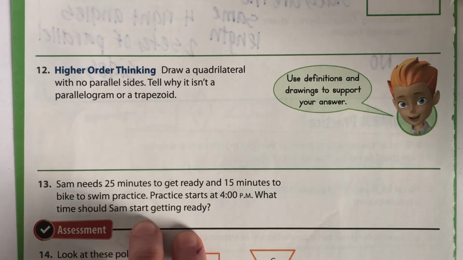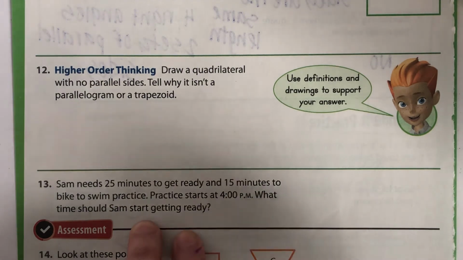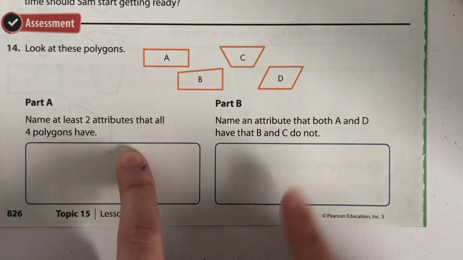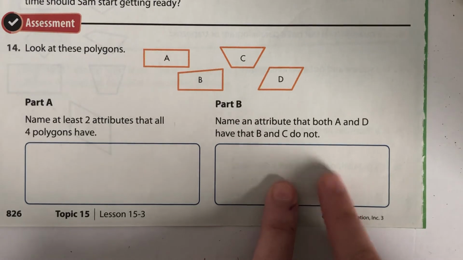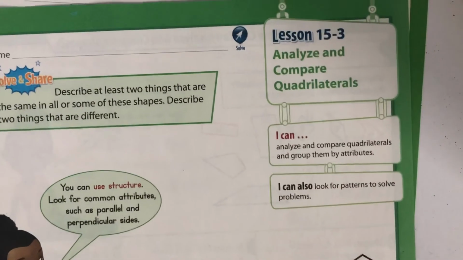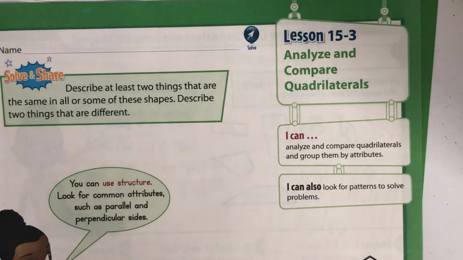Sam needs 25 minutes to get ready and 15 minutes to bike to swim practice. Practice starts at 4 p.m. What time should Sam start getting ready? Look at these polygons. Name at least two attributes that all four polygons have. Name an attribute that both A and D have, but not B and C. That is lesson 15.3. Analyze and compare quadrilaterals.